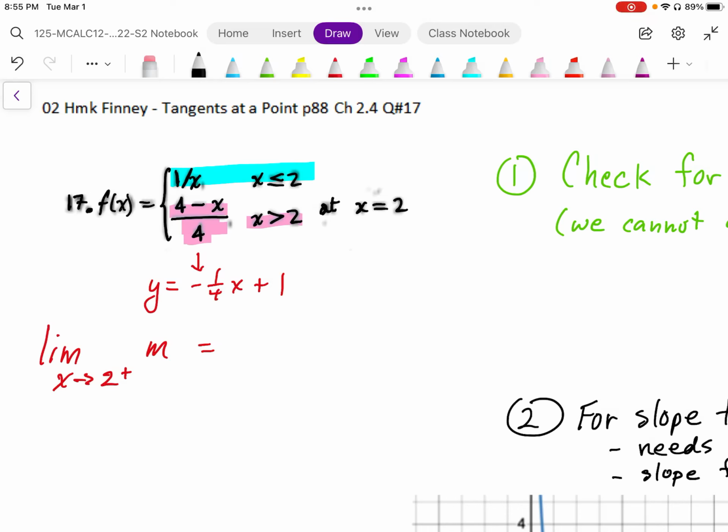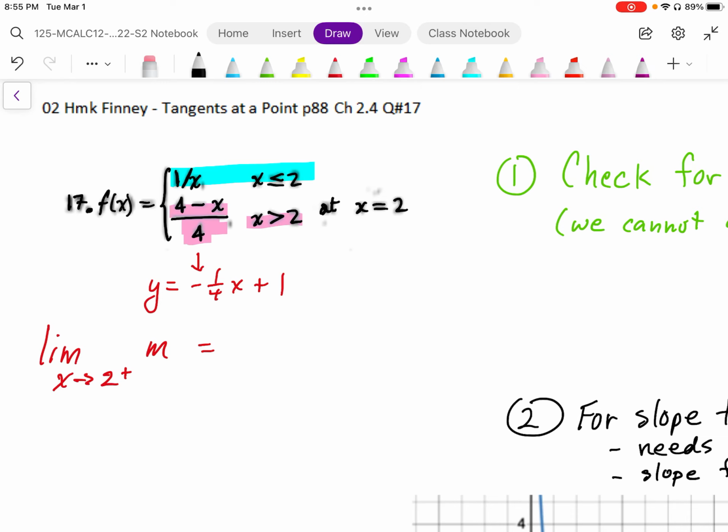This is question number 17 from chapter 2.4. It gives us a piecewise function and it wants us to check to see if the slope is defined at x equals 2. So the piecewise function from the left, up until and equal to 2, is defined by 1 over x. And from the right it is defined by 4 minus x over 4, all the way from the right up until but not equal to 2.